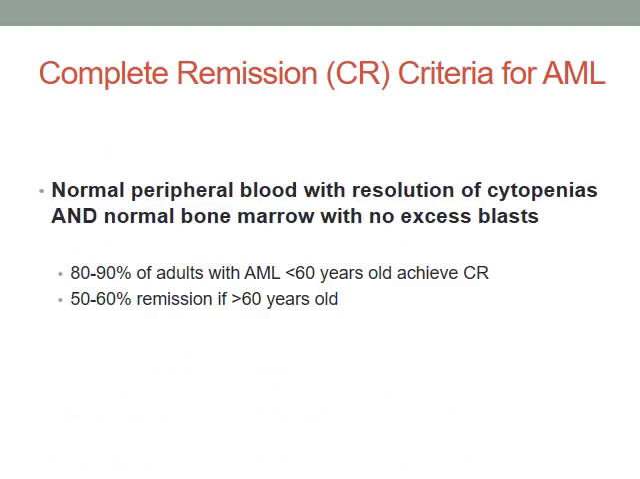The criteria for a complete remission of AML in patients includes a normal peripheral smear with the resolution of all cytopenias, as well as a normal bone marrow without any blasts. About 80 to 90% of adults under the age of 60 will be able to achieve complete remission. And we see about 50 to 60% can have complete remission if they're over the age of 60.